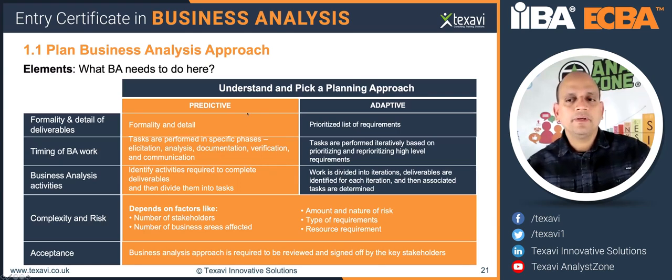When we talk about predictive and adaptive, predictive is basically the waterfall, the traditional approaches and models where you can predict the outcome. You can have better control with respect to changes. You're sure that nothing changes. So obviously you'll have a lot of formality and detail there. Whereas agile is more adaptive to change, because you cannot anticipate change.